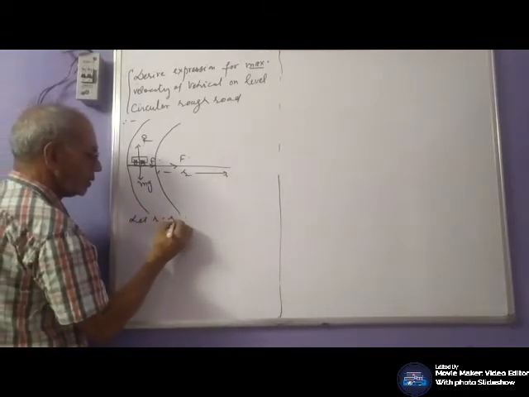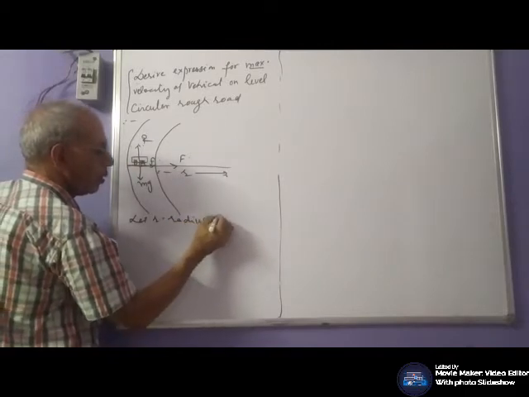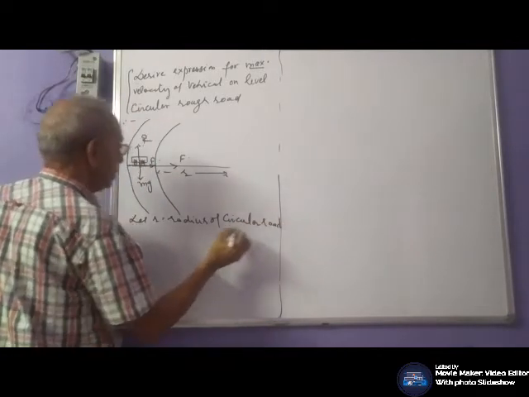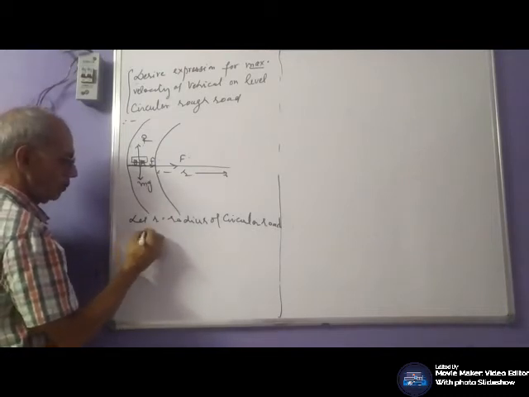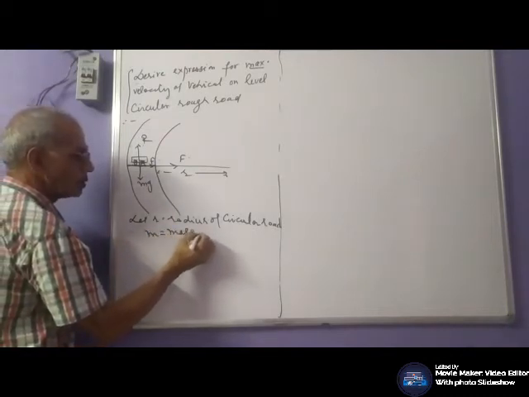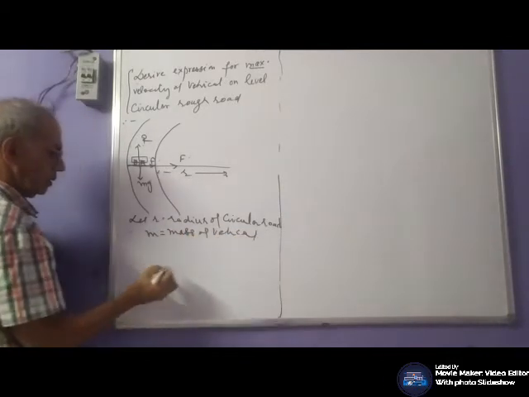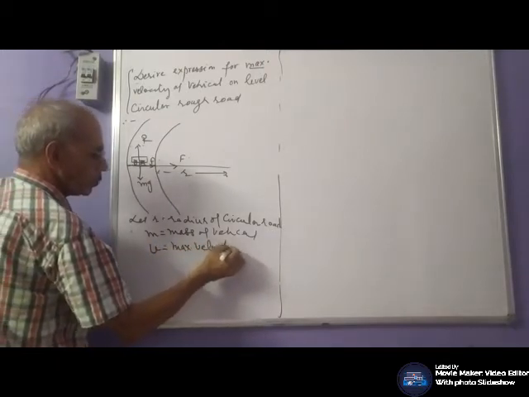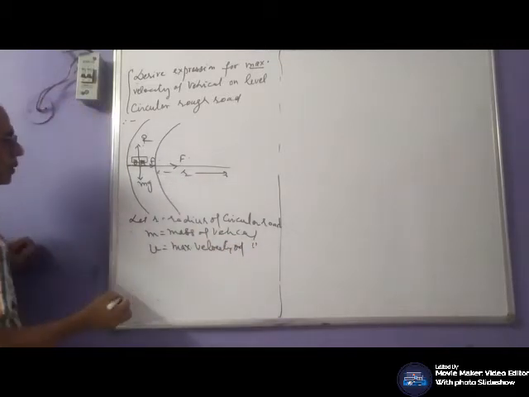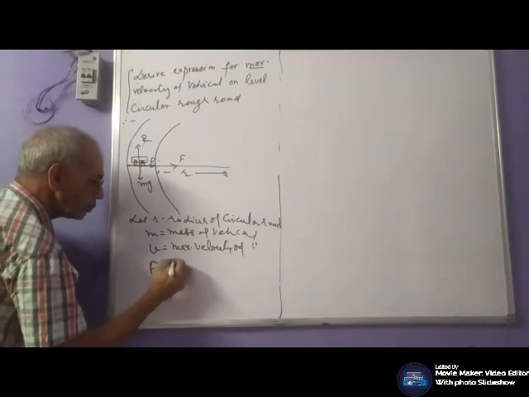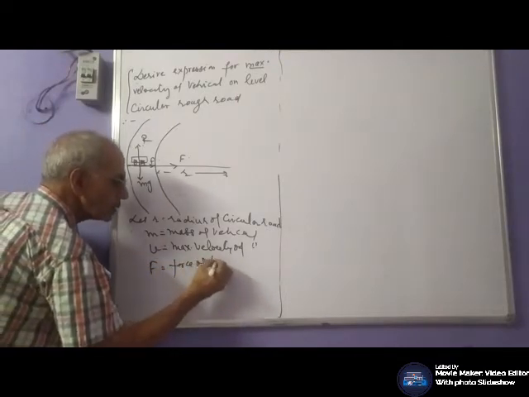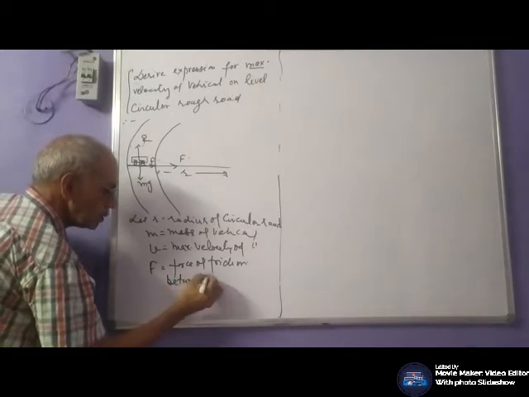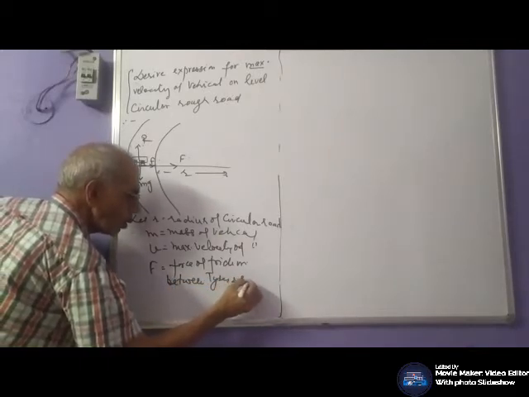Let r be the radius of the circular road, m the mass of the vehicle, v the maximum velocity of the vehicle, and capital F the force of friction between tires and road.